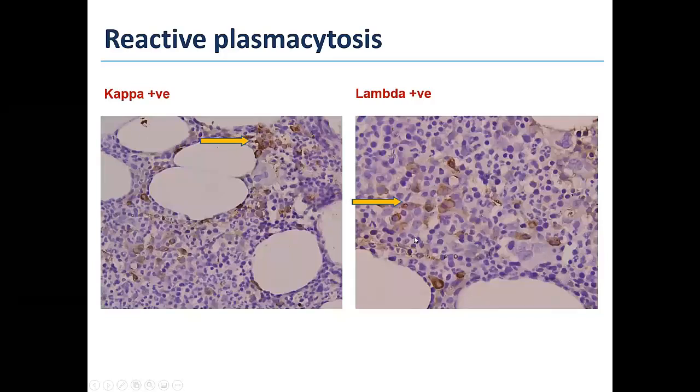Now this is the reactive plasmacytosis. Here we have done kappa and lambda. So kappa is positive in many of the plasma cells. Lambda is also positive in many of the plasma cells. So this is a typical case of reactive plasmacytosis in which some cells are kappa positive, some cells are lambda positive.